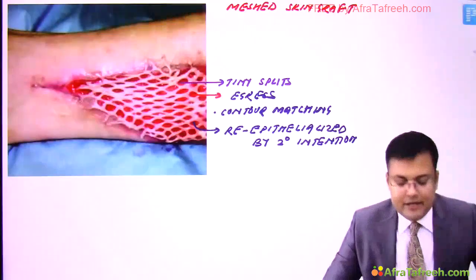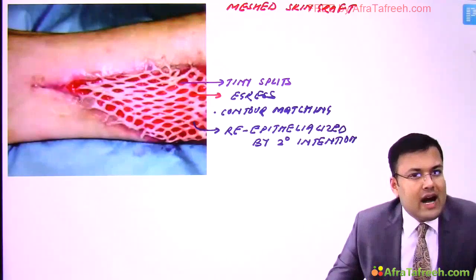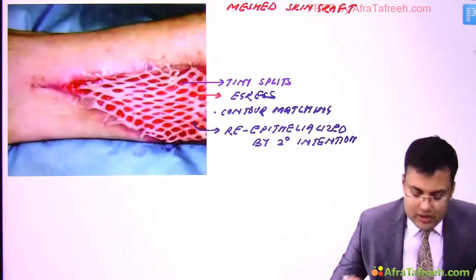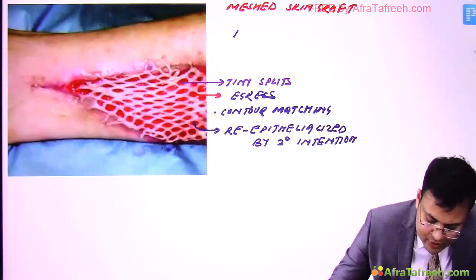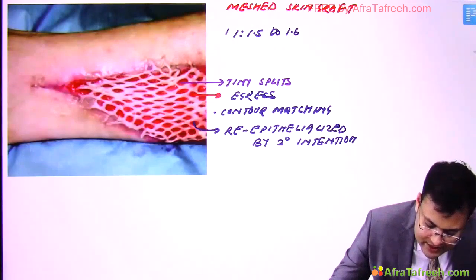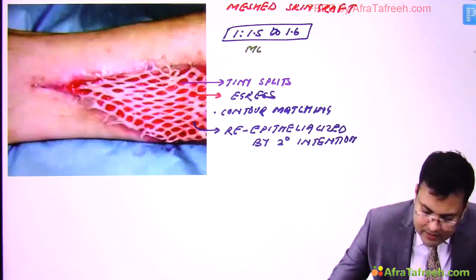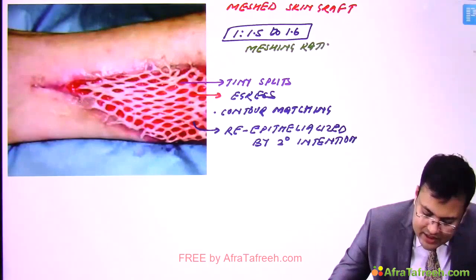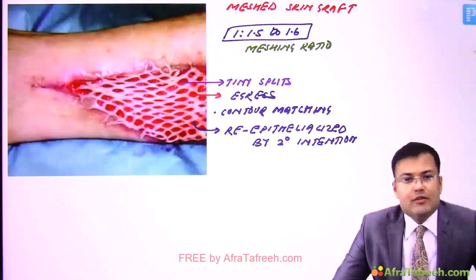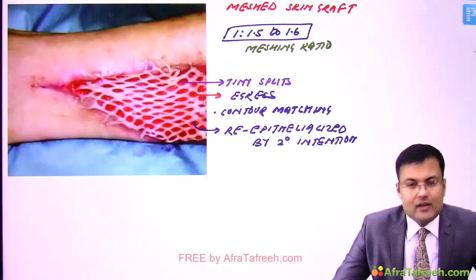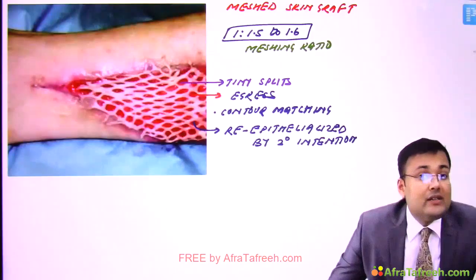The question which is frequently asked is, what is the ideal meshing ratio? The ideal meshing ratio should be 1:1.5 to 1.6. So you have to remember the meshing ratio: the ideal meshing ratio should be 1:1.5 to 1.6, right? So many advantages, but what is the disadvantage?